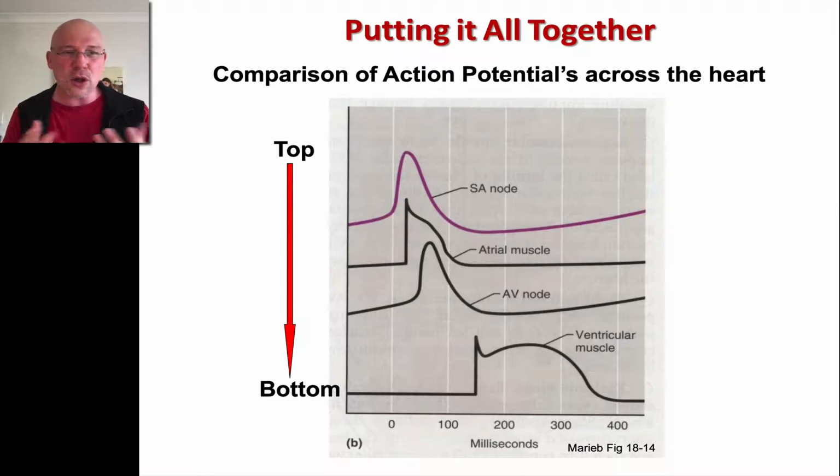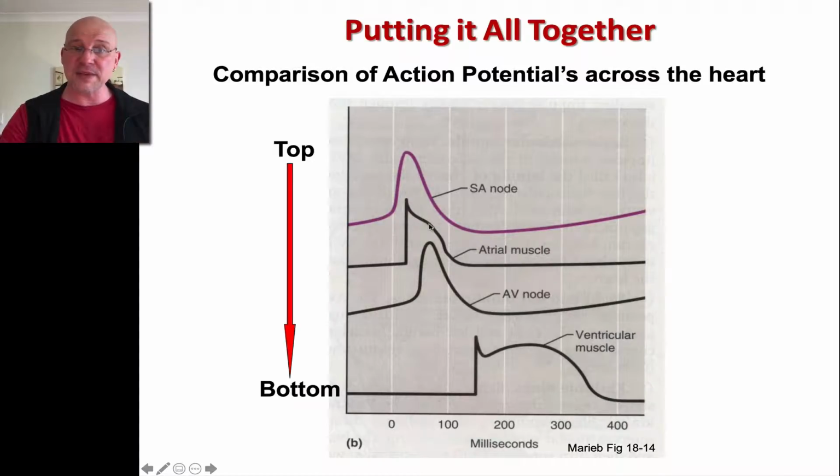If we put that all together, we can move from the top of the heart down to the bottom of the heart. You can see the SA node there in pink fires rapidly, and spontaneously repolarizes off to fire again. The atrial muscle has a little bit of this calcium plateau. The AV node, another pacemaker site, does the same sort of phase 4, phase 0, phase 3 depolarization of a pacemaker cell. So it's got the normal pacemaker cells.